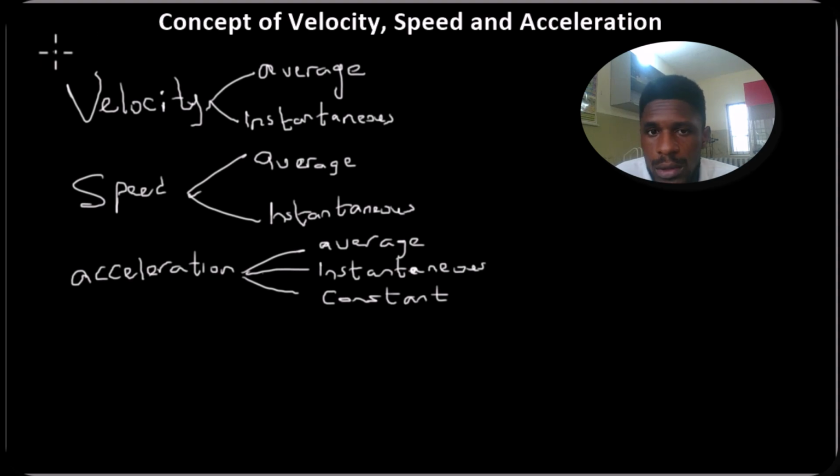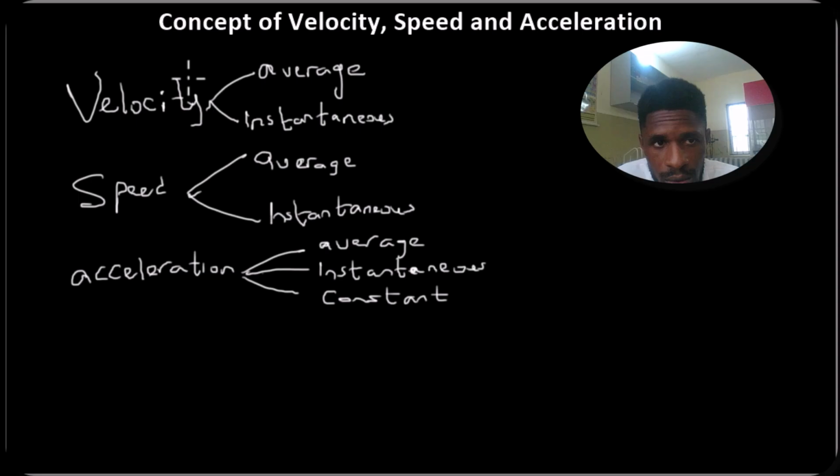Hi, today we'll be talking about the concepts of velocity, speed, and acceleration. In an attempt to describe motion, we said we use about 6 different quantities to do that. The first one being position, displacement, distance, velocity, speed, and acceleration.